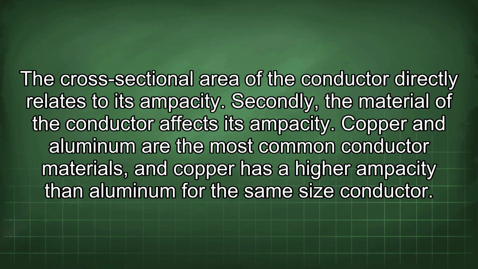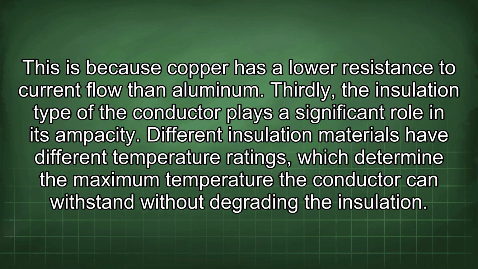Secondly, the material of the conductor affects its ampacity. Copper and aluminum are the most common conductor materials, and copper has a higher ampacity than aluminum for the same size conductor. This is because copper has a lower resistance to current flow than aluminum. Thirdly, the insulation type of the conductor plays a significant role in its ampacity.